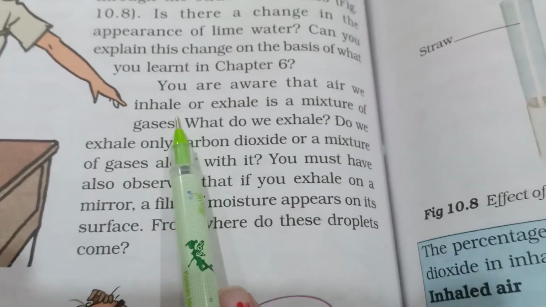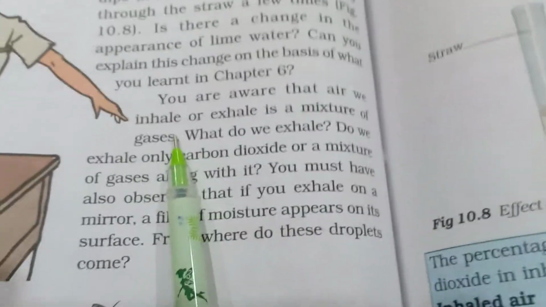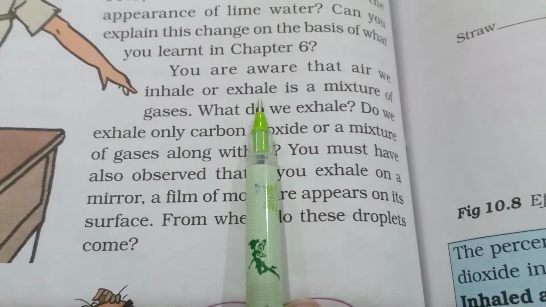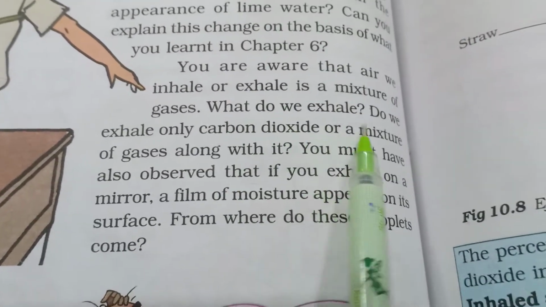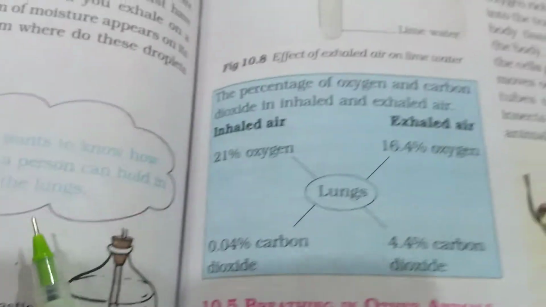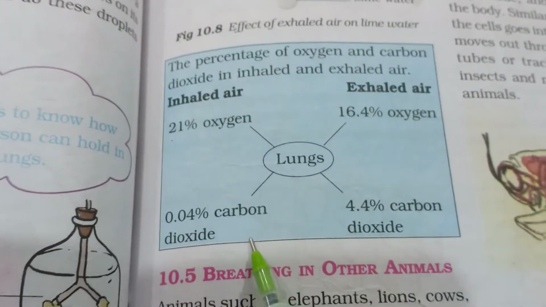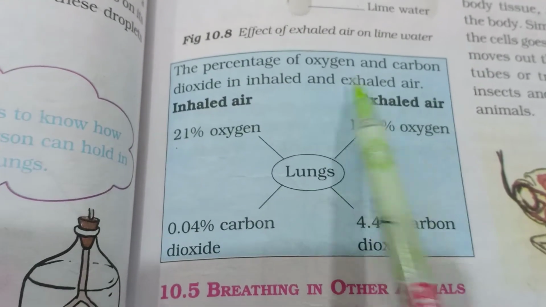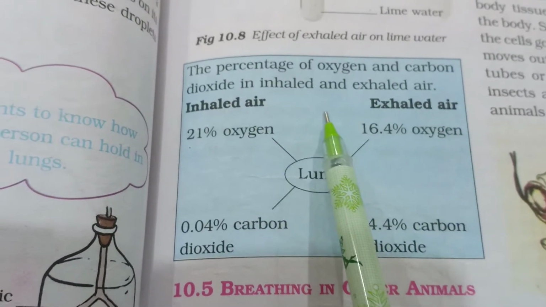हम जो भी air inhale करते हैं, generally we say कि हम क्या inhale कर रहे हैं? Oxygen, and we exhale carbon dioxide. So what do we exhale? We exhale generally the mixture. This image shows what your lungs inhale and what your lungs exhale. Find the percentage of oxygen and carbon dioxide.